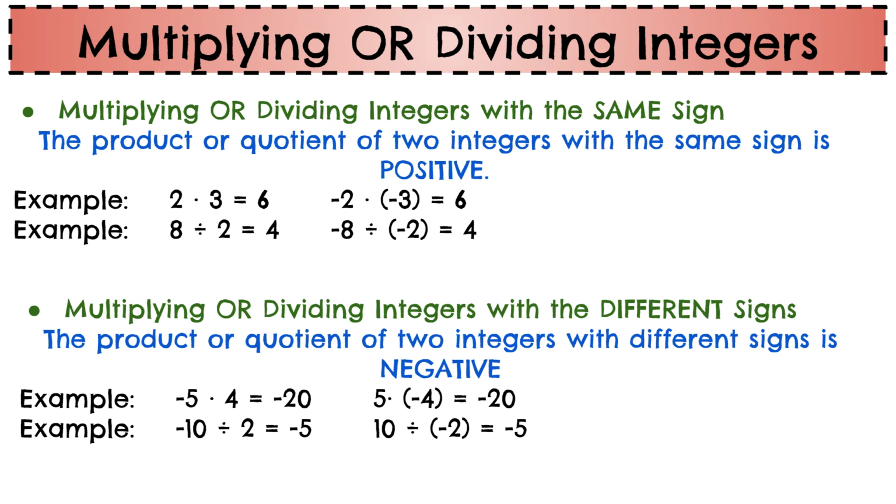Multiplying or dividing integers with different signs means that the product or quotient of those two integers will always be negative. For example, negative 5 times a positive 4 will give me an answer of negative 20. It's the same thing as if the negative sign was latched onto the other number. A positive 5 times a negative 4 will still be negative 20. The same will apply for division if the integers have different signs.